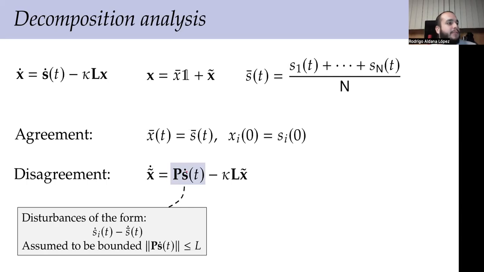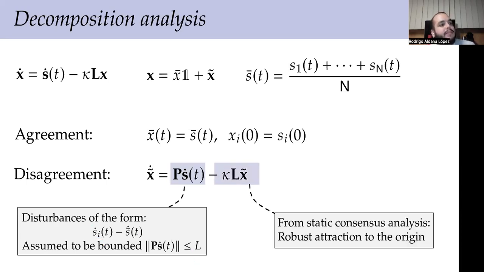Essentially, these are disturbances of the form: the components of this vector are the derivative of the signal minus the derivative of the average, right? So if you're not in consensus, this is a disturbance. And usually in the literature, you assume that these are bounded by some constant L, okay? And you have this other term, which is linear and has some form of robustness, of course.